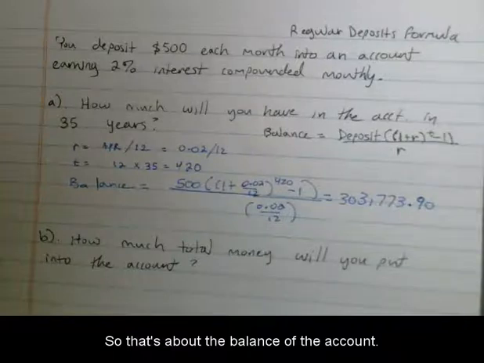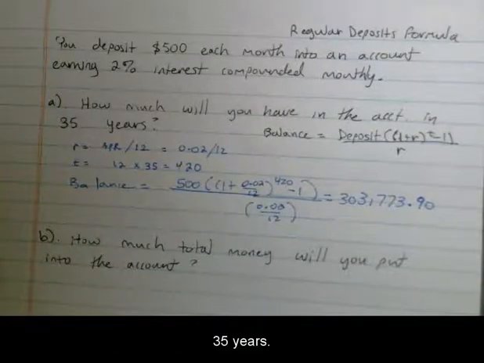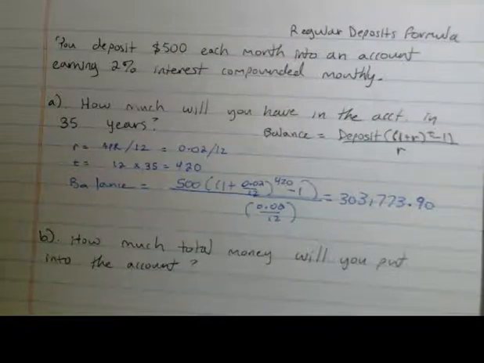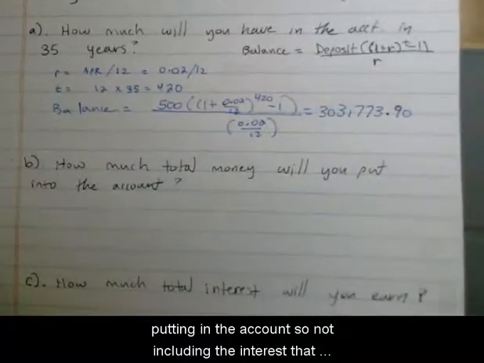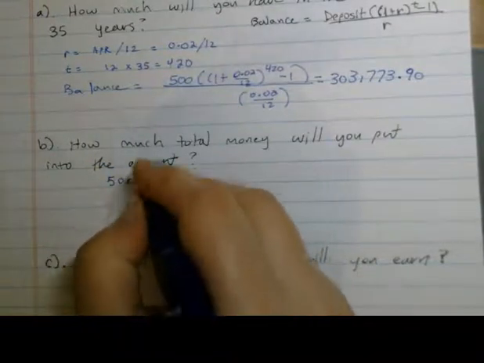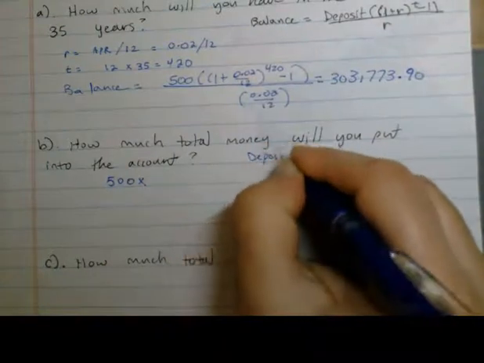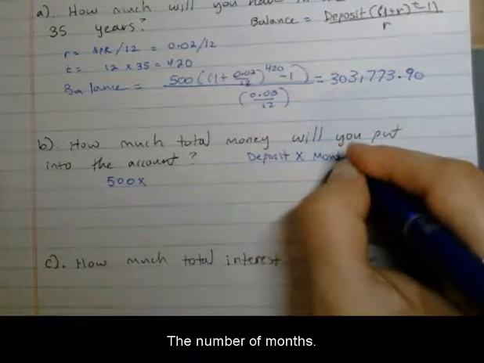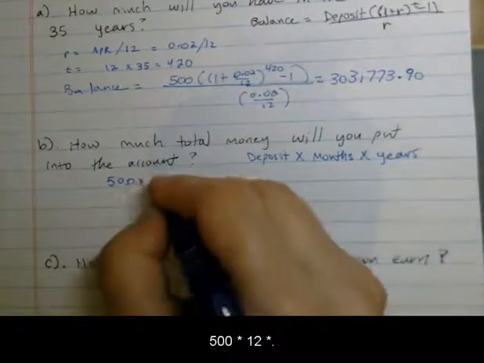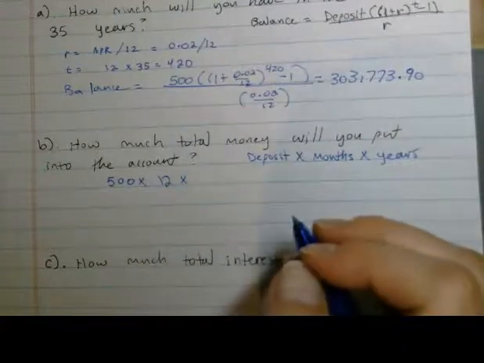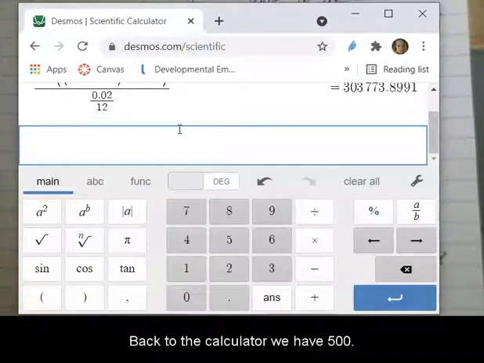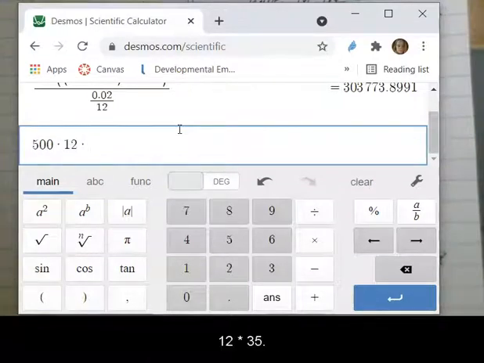So that's about the balance of the account after 35 years. But what if we want to know the total money that we are putting in the account, not including the interest that would be earned on the account? To find the total money, we would multiply the deposit times the number of months, since you're depositing monthly, times the number of years. So 500 times 12 times 35. So back to the calculator, we have 500 times 12 times 35.